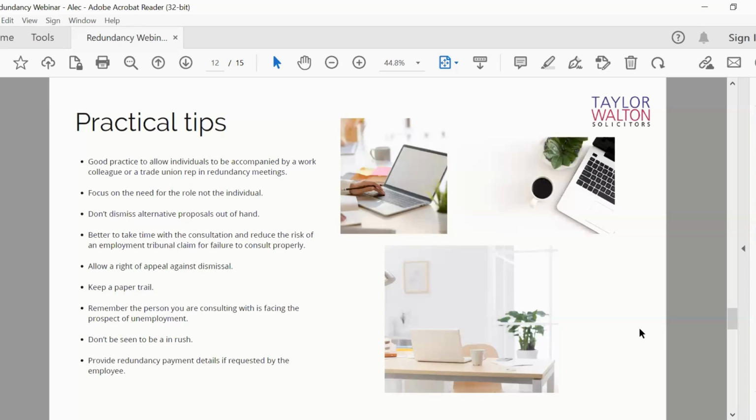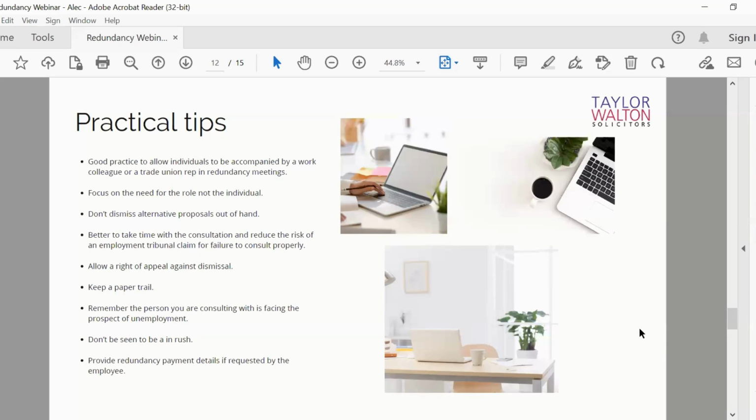And most importantly, keep a paper trail. Keep a note of all the meetings you've had with the employee, the details of that. Likewise, with collective consultation, keep a note of all the meetings. So if your actions are called into question and an individual brings an unfair dismissal claim, you can point to the tribunal that you've gone through a fair and meaningful process.